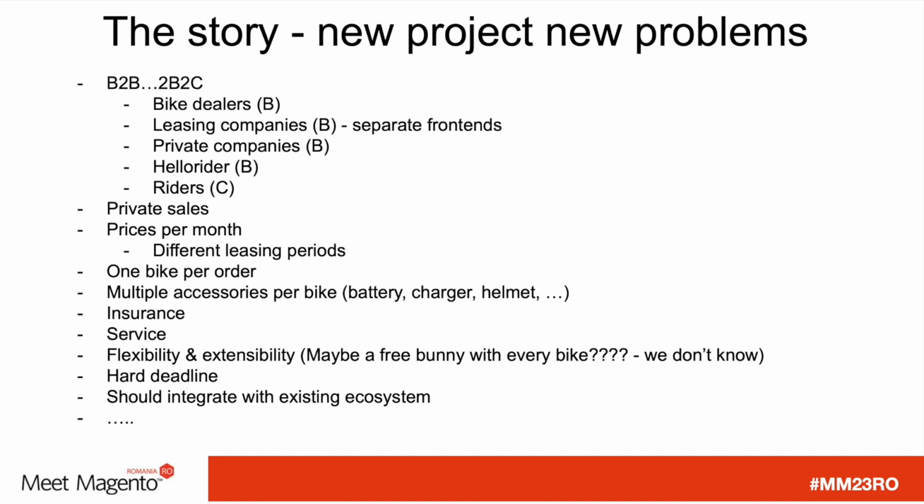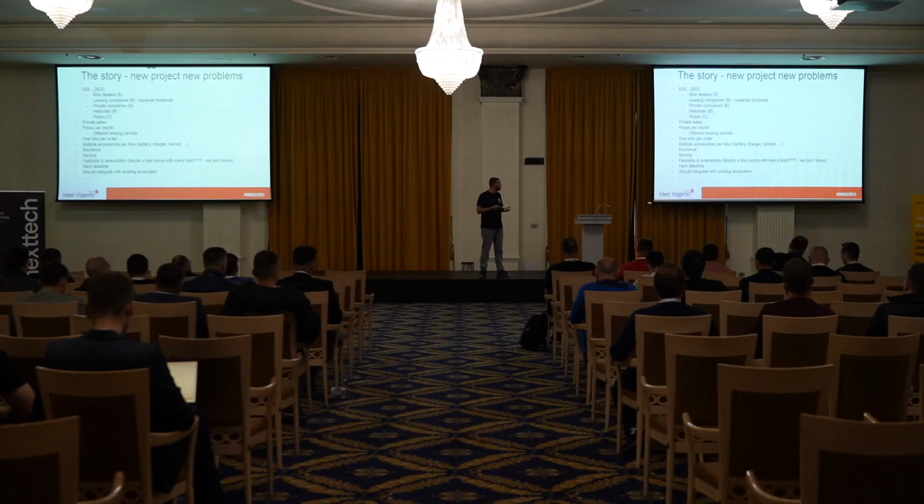You could buy only one bicycle per order, but you have multiple accessories. You can buy insurance, you can buy service. You need to be flexible. I don't know, maybe we want to give out a free bunny for every bike. We don't know yet. We had a hard deadline, and it should actually integrate with the existing ecosystem.